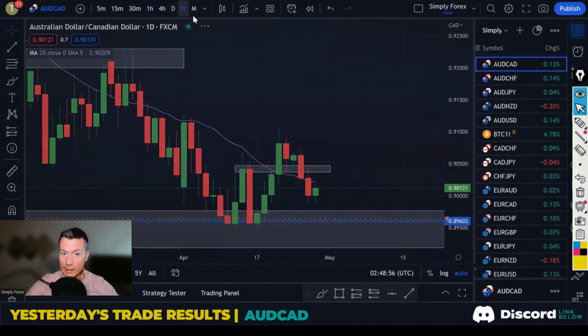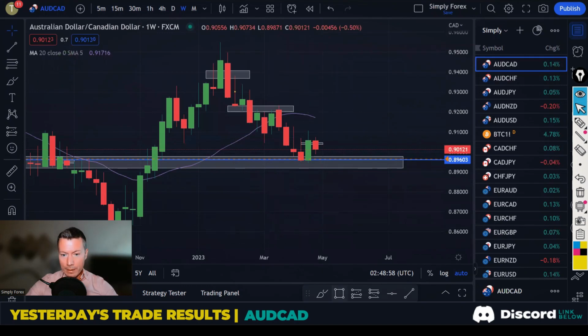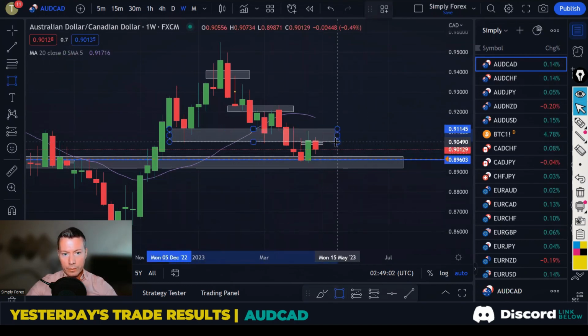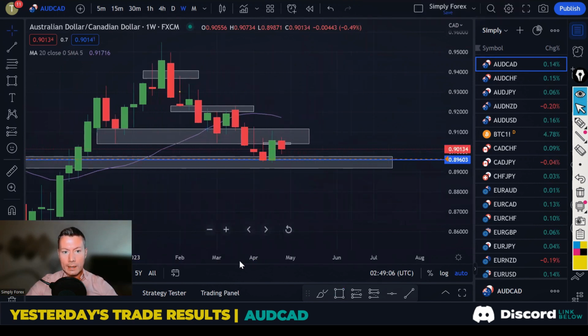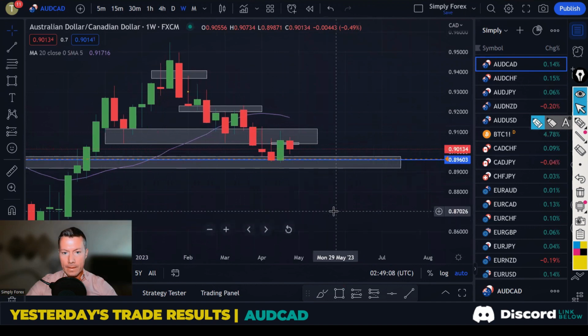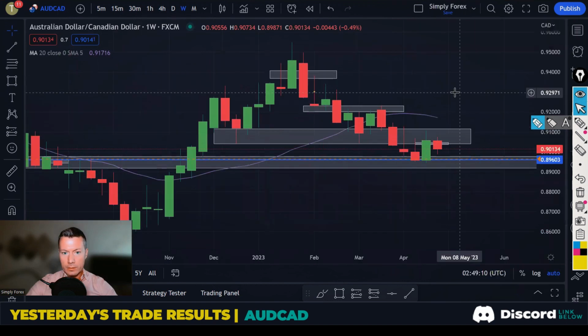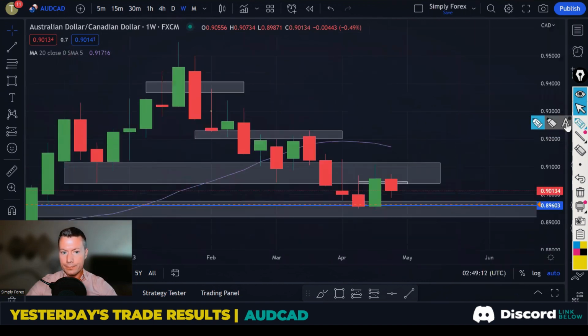Let's start with the weekly chart, guys, actually, because it's all about this zone through here. Yeah, this zone through here. Okay, on the weekly chart, let's get this out of the way. On the weekly chart, these lows were important.